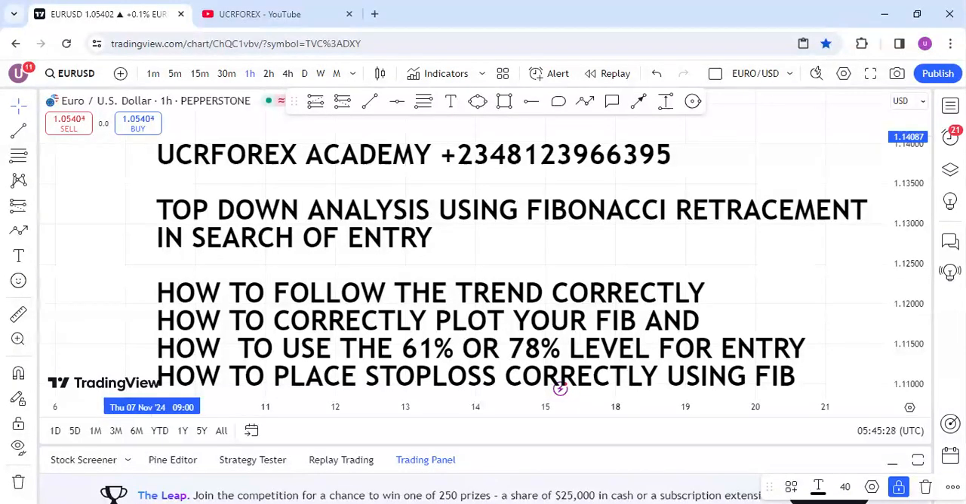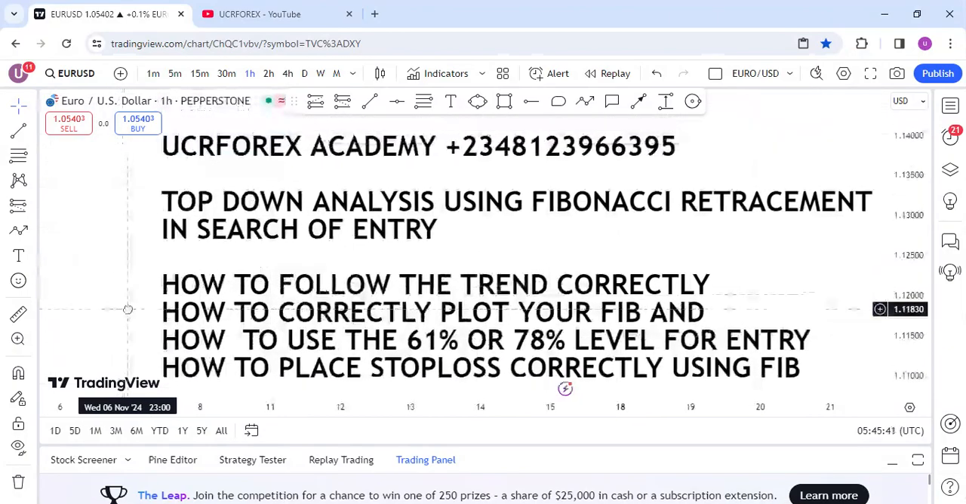We're covering a lot of topics, which is top-down analysis using Fibonacci retracement in search of entry. Yes, top-down analysis using Fibonacci in search of entry. And we're also going to be looking at how to follow the trend correctly, how to correctly plot your fib, how to use the 61% or 78% level for entry, and how to place your stop loss correctly using the Fibonacci retracement tool. I would want you to stick around and watch to the end. Believe me, you are going to understand something that you have not understood before.